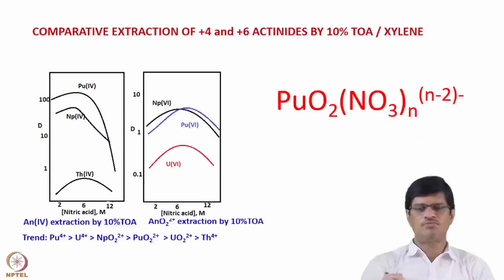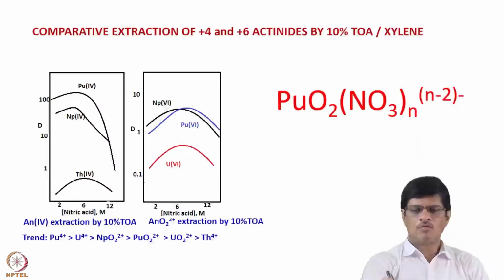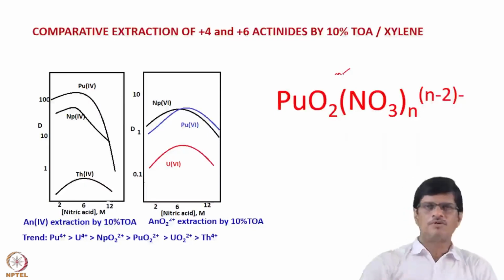It's like PuO2 2+. This can also form a nitrate complex. This type of species it can form, and with increasing nitric acid concentration, you can find that this species is forming to a large extent, and that is how it is getting extracted. Subsequently, at higher nitric acid concentration, because of the competition with the nitrate ion, it actually falls.